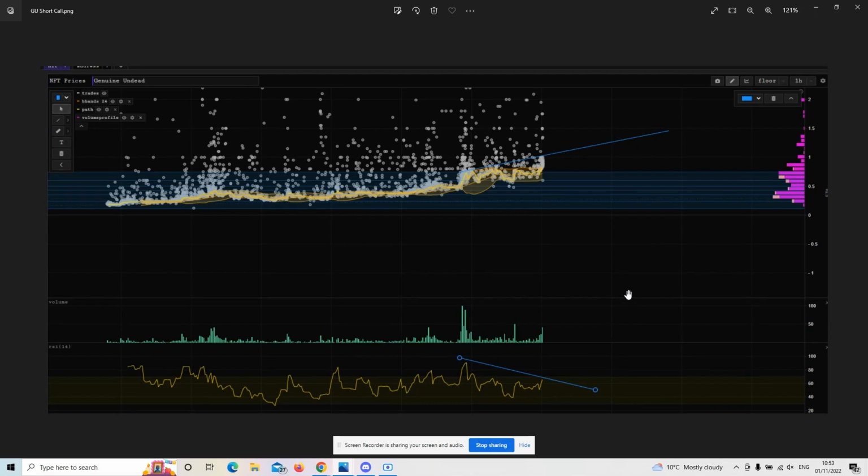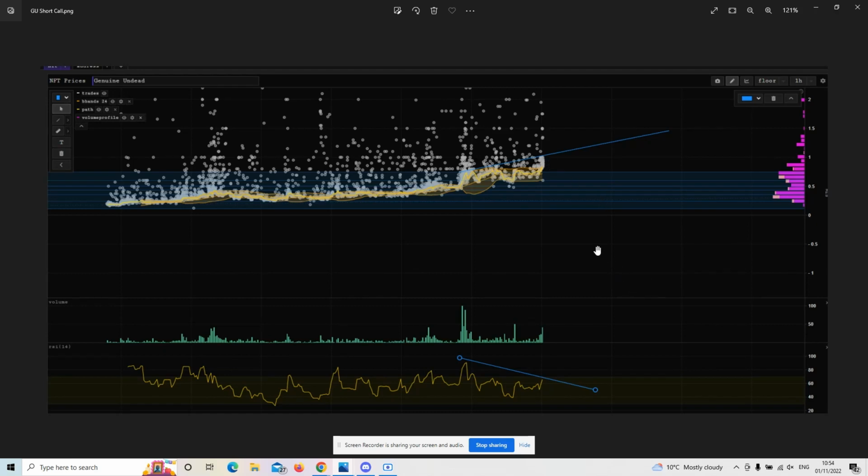I didn't have a position in Genuine Undead at the time, but I was very interested, so I looked at it. The first thing I noticed is that the price is going very high, very randomly. So I did some technical analysis on it, and as you can see, the price is moving towards a higher high. However, the relative strength index is all the way down here. So when I saw it hit 1 ETH, that's how I knew it was going to be the top there.